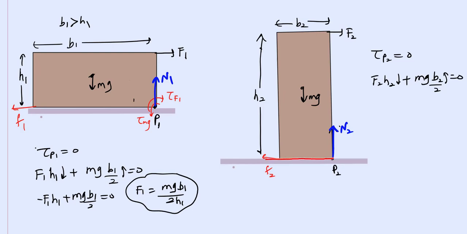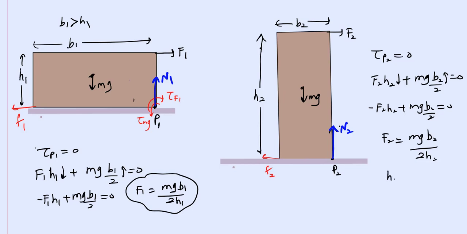What about the torque due to the friction? It will be 0. It will intersect the axis of rotation. Torque due to the normal contact will also intersect the axis of rotation. Torque due to mg into this distance B2. When you apply that minimum force, the normal reaction will be acting at this edge or at this particular corner. Then we'll simplify this. F2H2 plus mg B2 by 2 equal to 0. F2 equal to mg B2 by 2H2.